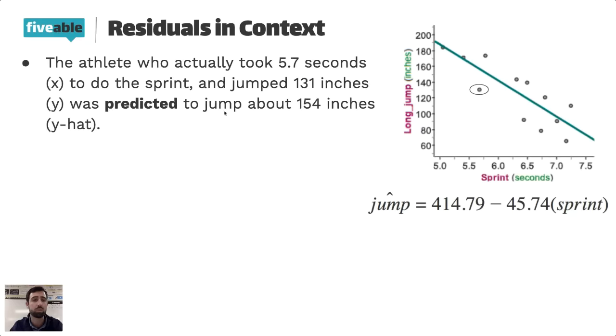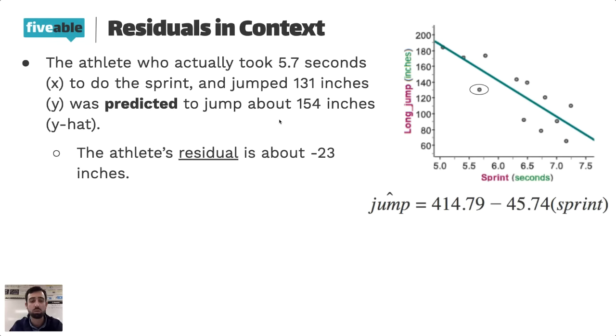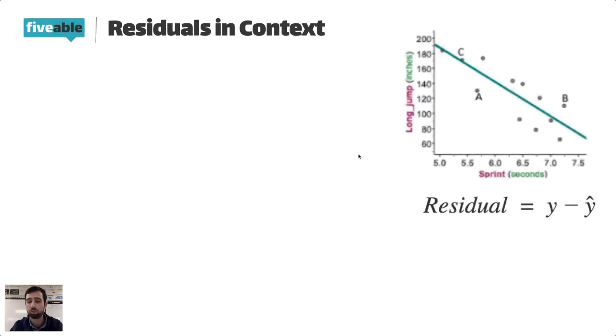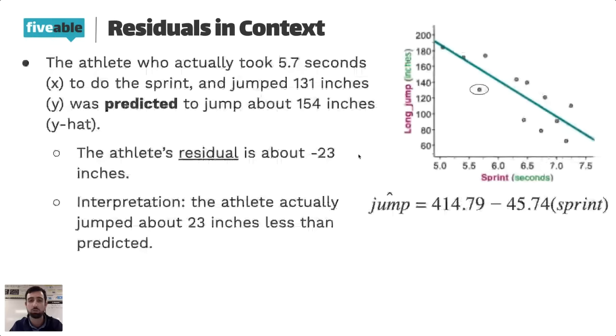An example: the athlete who actually took 5.7 seconds to do a sprint and jumped 131 inches was predicted to jump about 154. So the residual is negative 23. How did we do that? Well, we just subtracted actual minus predicted. So he actually jumped 131. We predicted he jumped 154. So the difference right there is our residual.